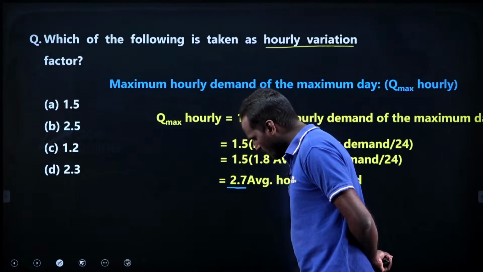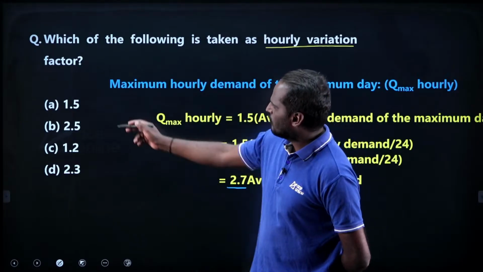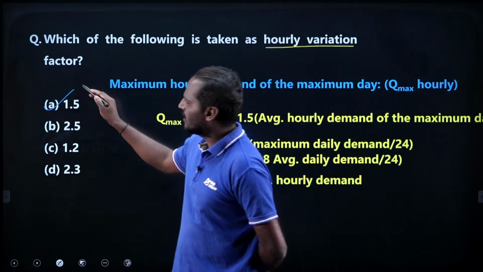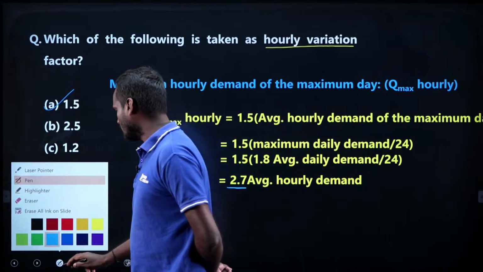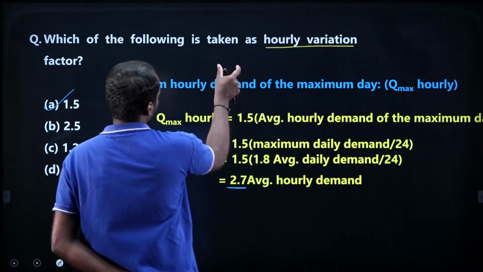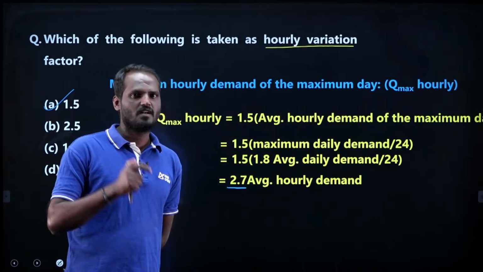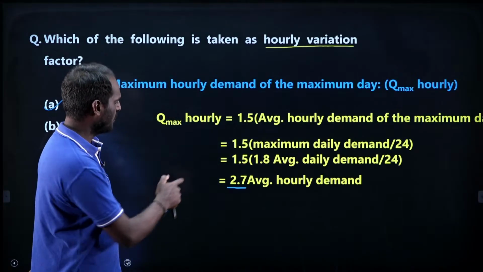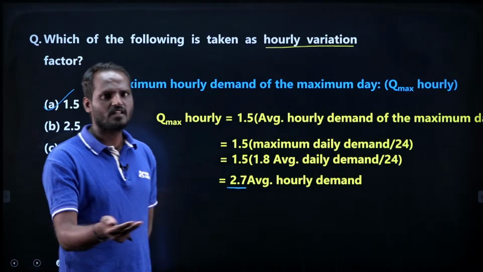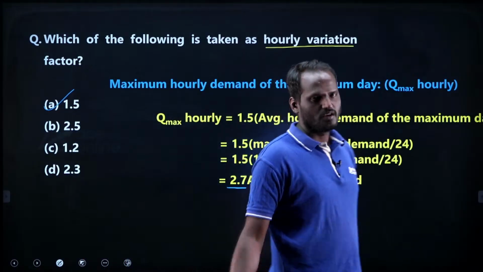Your answer could be 1.5. Option A is correct, not 2.7, right? Remember that, very very important value. The hourly variation factor is asked many times in many competitive exams, okay? Not 2.7, even though they have not given 2.7 in the options, right?